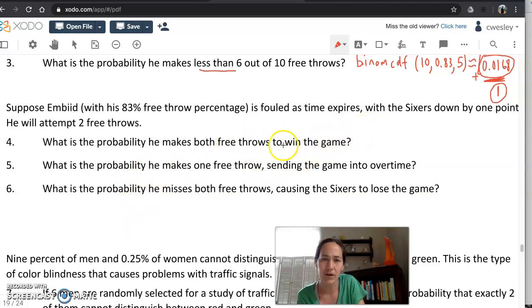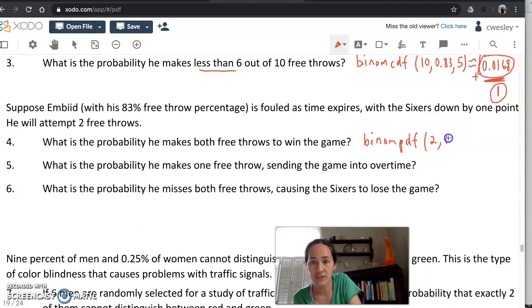What's the probability? Now, it looks like each of these is going to be a PDF. He makes both free throws to win the game. So binom PDF of how many trials does he have? He only gets to attempt 2 this time. N is going to be 2.